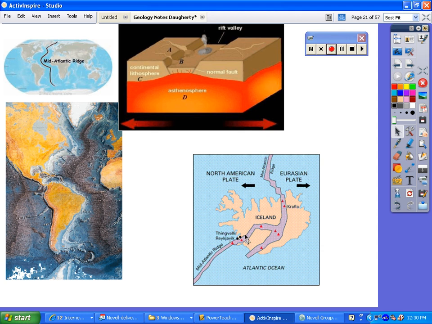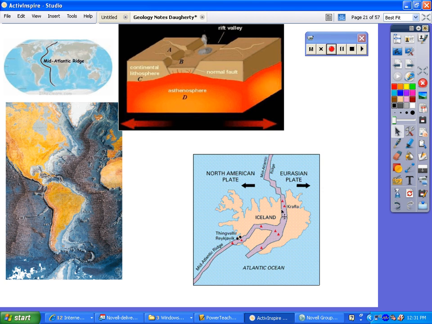Iceland's got a great one. Iceland, this is how it actually formed. It's right over the Mid-Atlantic Ridge. So this is an island that was formed by magma coming up through this, cooling and hardening above the ocean. And we've got this big, huge island.